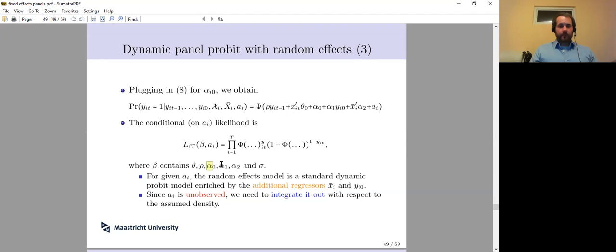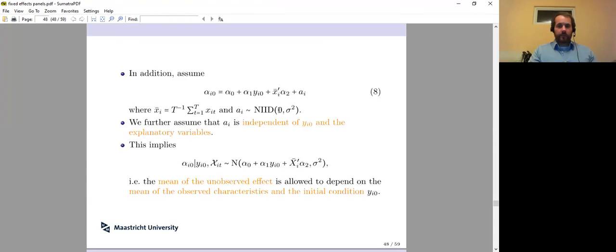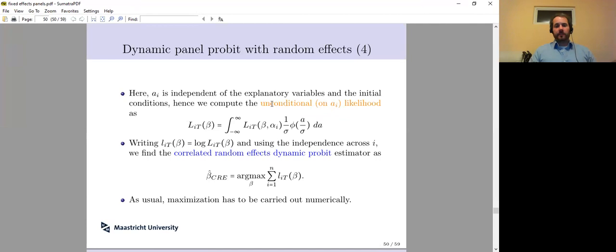So we have now a couple of additional parameters because we have this correlated random effects model. And for any given value of A_i, the random effects model is now a standard probit model with some additional regressors. So really standard. Because alpha is unobserved, what we need to do, as we discussed, is integrate out, sorry, the A_i, it's now the A. It's not an alpha here. The A is unobserved, so let's integrate it out because we know that A has this distribution. So easy peasy, we can simply integrate it out.